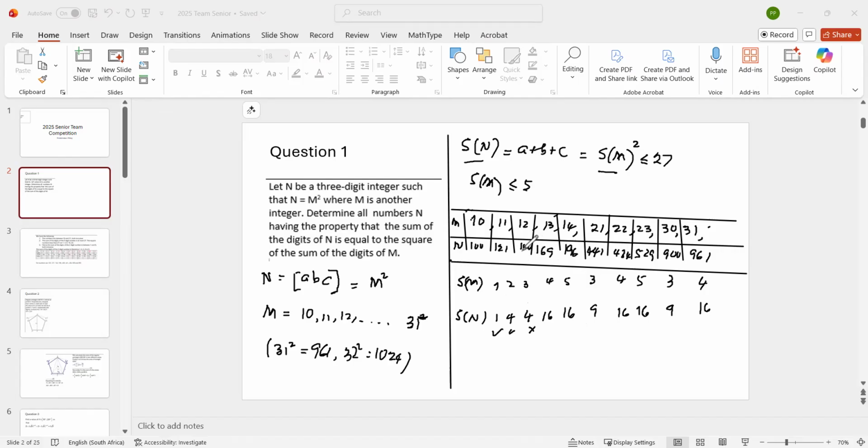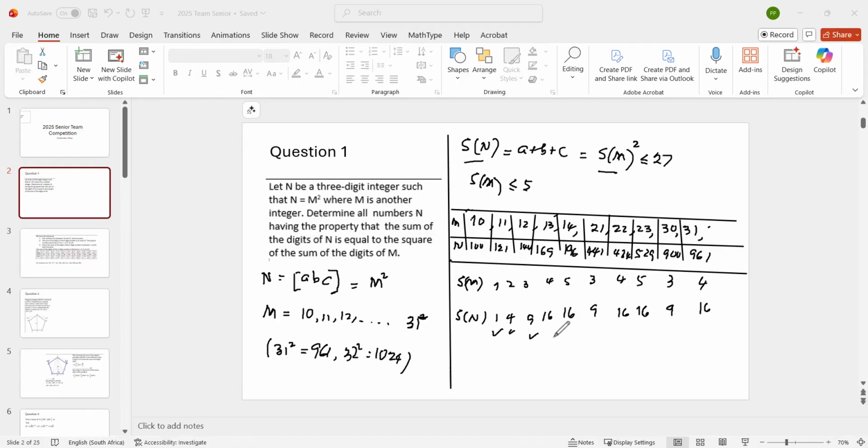Why did I say it's 4? 4 plus 4 plus 1 is 9. So 144, the sum of the digits is 9, not 4. Let me just correct that, sorry.